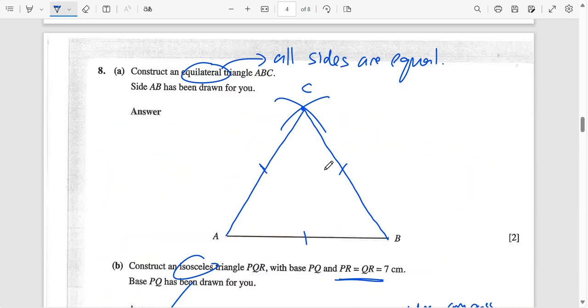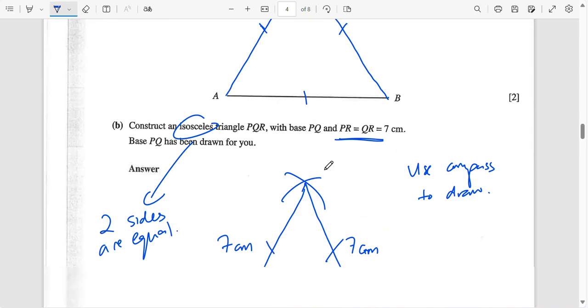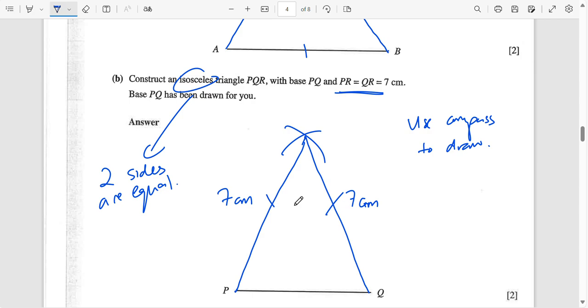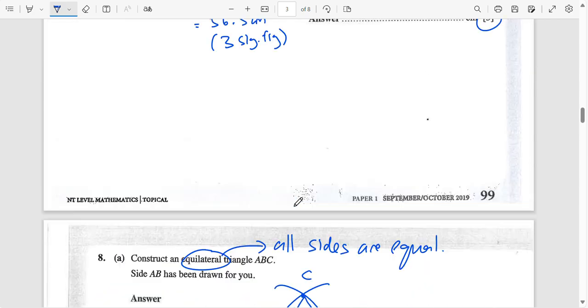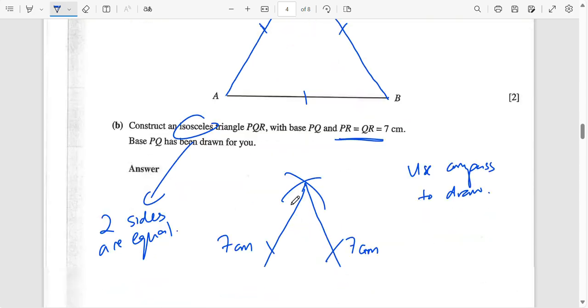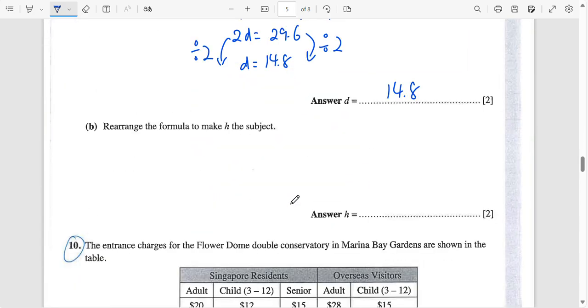Okay, so if you still have any question about constructing the triangle, please ask your teacher in class. They will show you how to use your compass to draw. Okay, all right, let's move on.